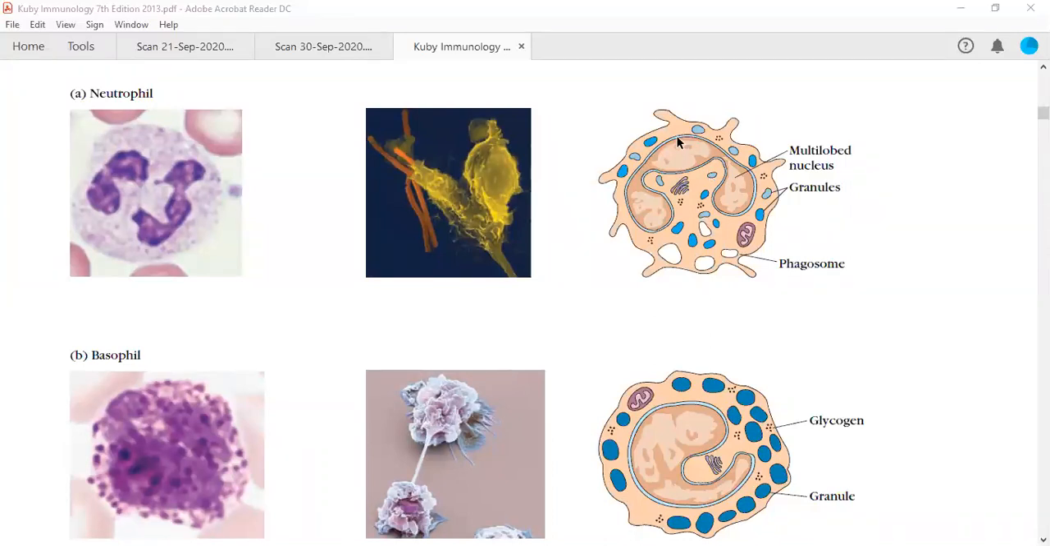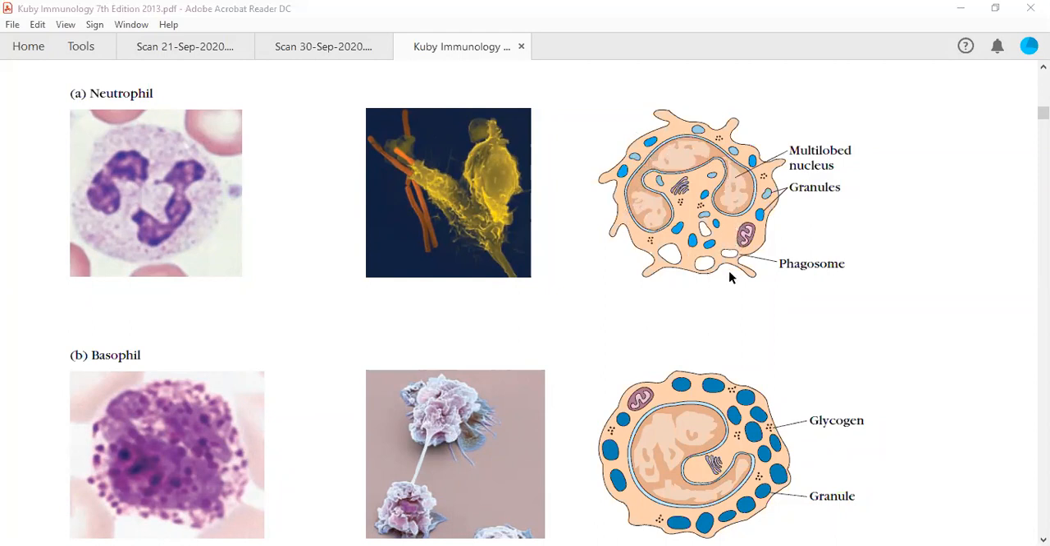These are called macrophages. So why am I showing you this particular diagram, if we already have covered this? So that you can observe the visible differences between these two cell types. So these are neutrophils, right? Neutrophils have a multi-lobed nucleus.